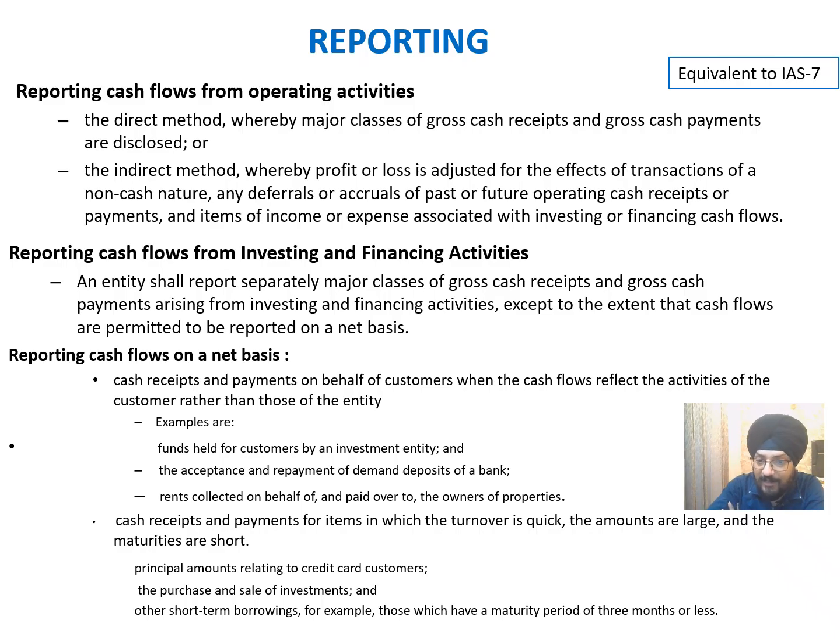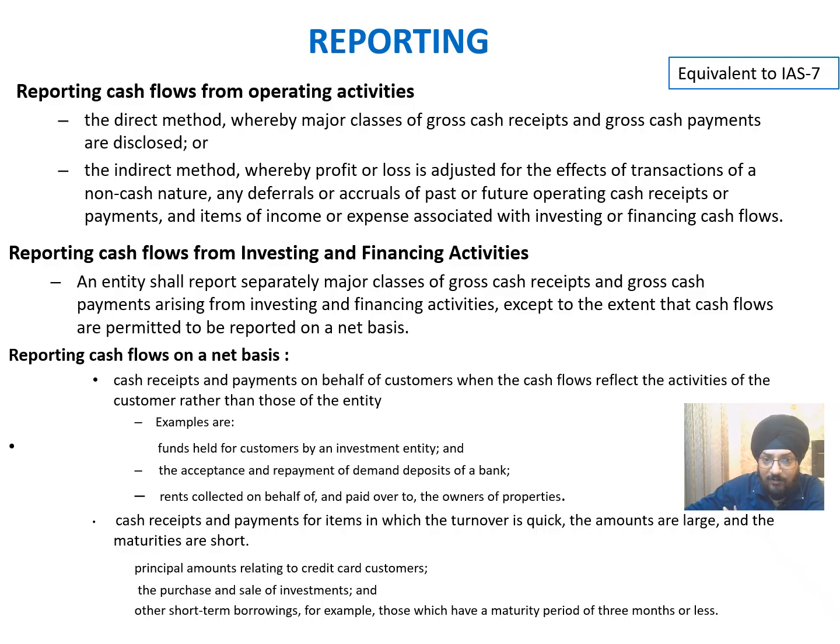But the reality is that most of the companies are still using the indirect method of cash reporting, whereby they start with the profit and loss account, and then they adjust all the accruals and the movement within the current liabilities and current assets, and then finally show the total inflow and outflow of their operating activities.